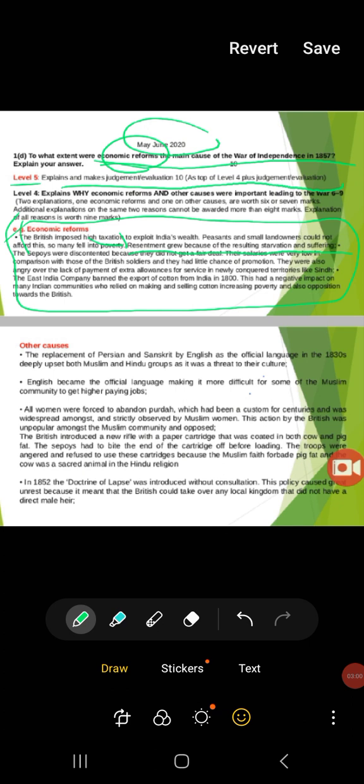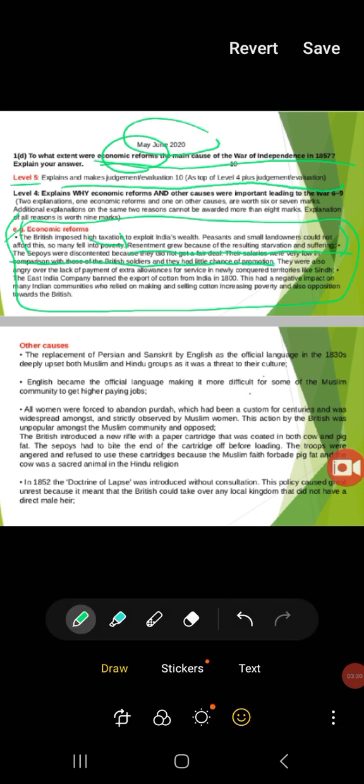The sepoys. Now they are coming to the next argument. This is argument number 1 from the economic reform, and now come to the argument number 2 of same economic reform, because this is the argument that has been asked in the question, economic reform. So you are going to highlight more points in economic reform, then you are going to write down the counter argument. Okay, the second point is the sepoys were discontented because they did not get a fair deal.